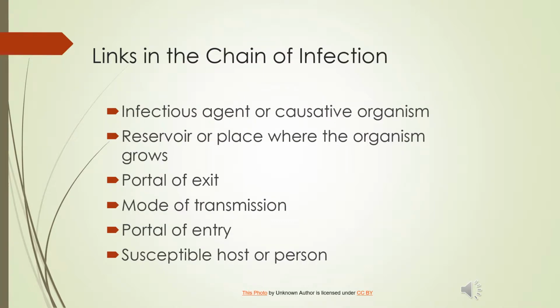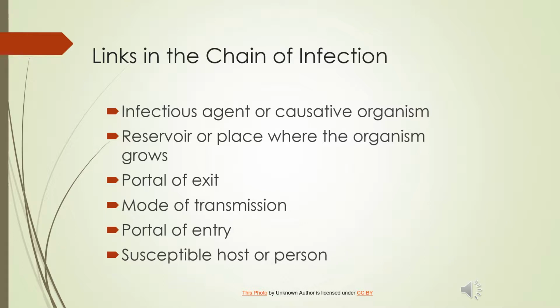It's important to understand the links in the chain of infection, because if a nurse understands the links, then they can prevent and stop an infection from spreading. So number one, we have an infectious agent or the causative organism, and that would be like the virus itself. Then there's a reservoir, or place where the organism grows. A virus will grow in a warm, wet environment, and therefore it'll grow in a human.